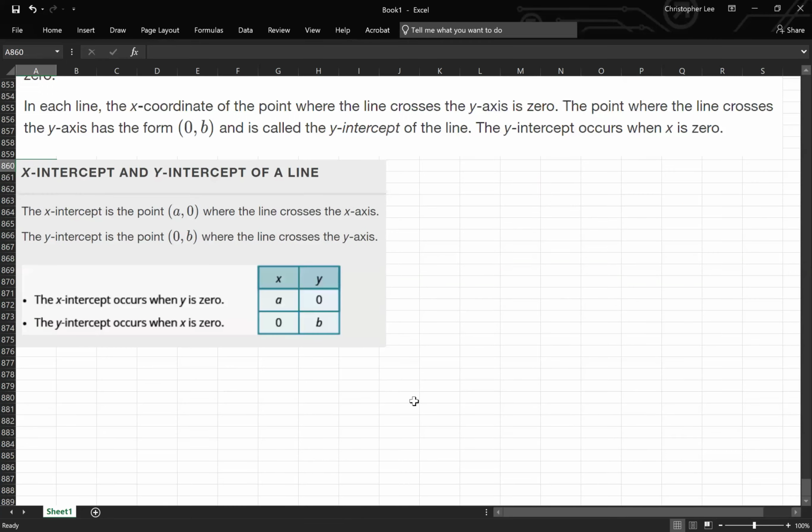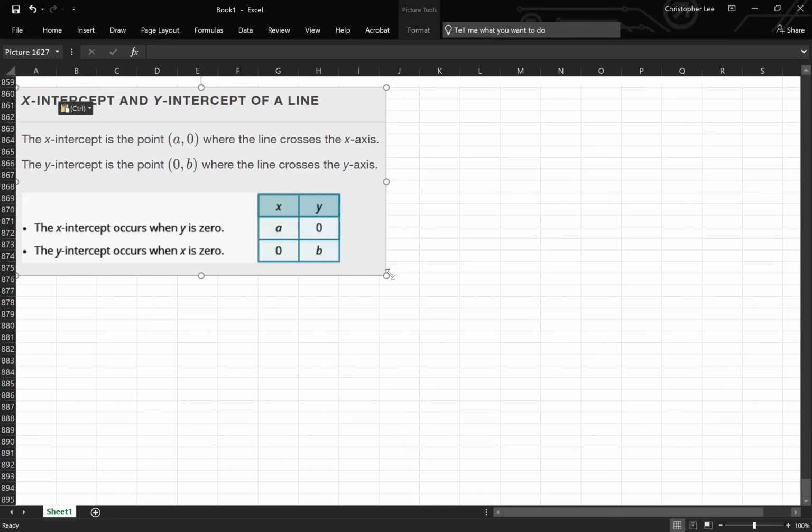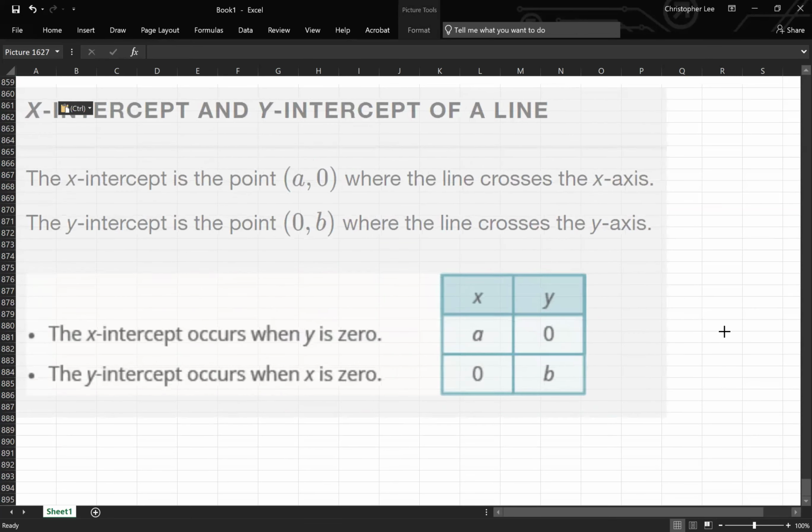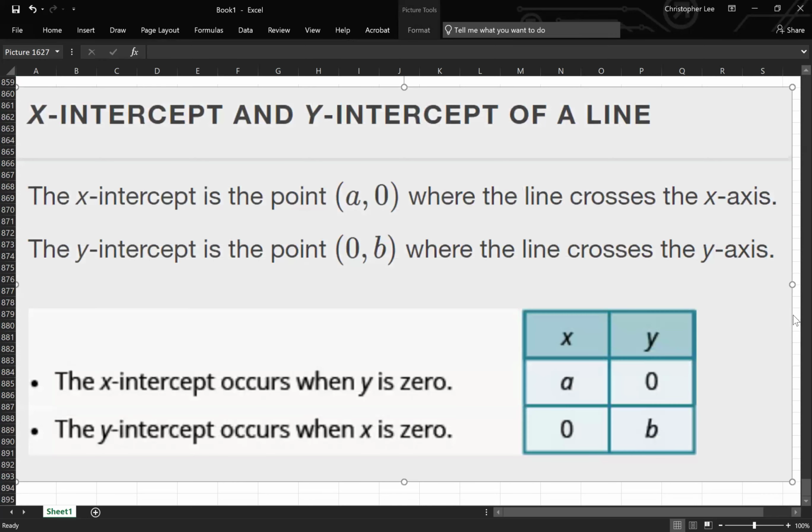Quick recap. So the x and the y-intercept of a line: the x-intercept is the point (a, 0) where the line crosses the x-axis. The y-intercept is the point (0, b) where the line crosses the y-axis. The x-intercept occurs when y is equal to 0, right? So this is your x-intercept. The y-intercept occurs when x is equal to 0. So this is your y-intercept. Questions on this?